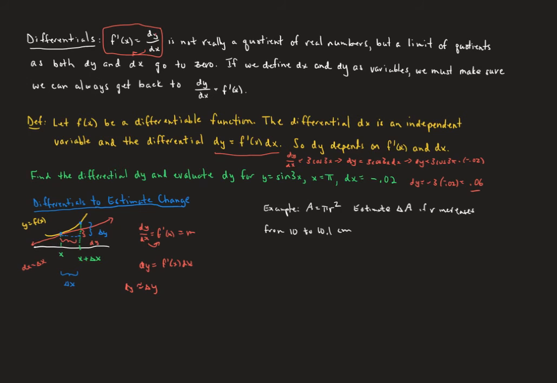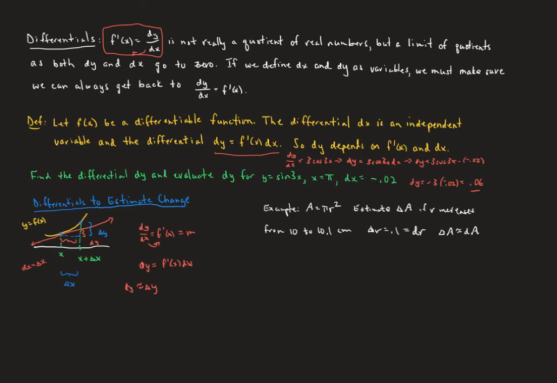So what we're seeing here now is we're changing the radius a little bit. So our delta r is that 0.1, and we're going to make that equal to dr. Now we're going to approximate the delta area. How does this change in our radius? As we increase the radius from 10 to 10.1, how does that affect that area? And so we're going to approximate that change in the area, that delta area, using the differential dA.